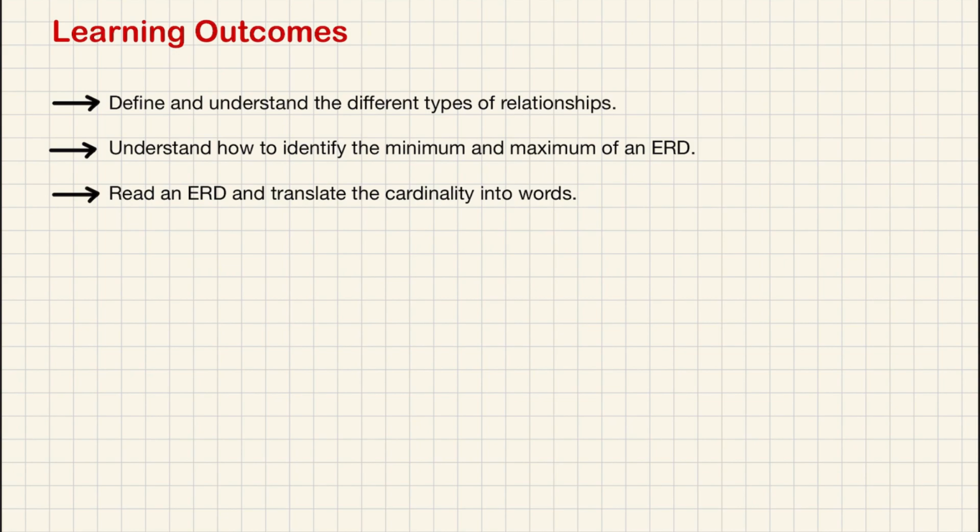The learning outcomes for this video are defining and understanding the different types of relationships, understanding how to identify the min and max of an entity relationship diagram, and reading an entity relationship diagram and translating the cardinality into English.